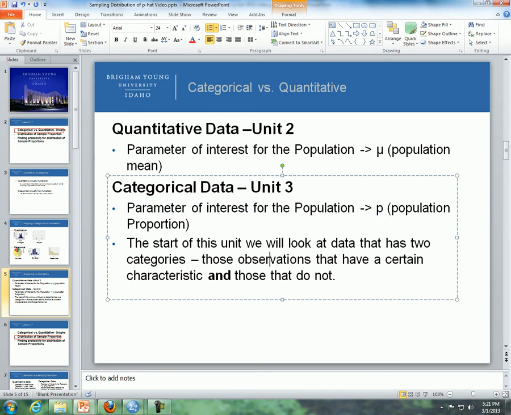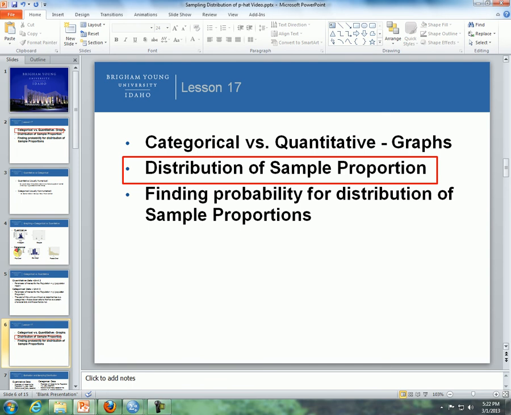So at the start of this unit, we will look at data that has 2 categories, those observations that have a certain characteristic and those that do not. For instance, in a general election, is somebody going to vote for the current president or vote for somebody else? So it's one or the other. Okay. So now let's go to distribution of sample proportions.